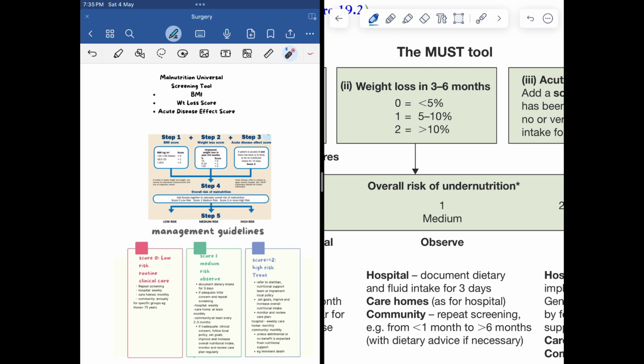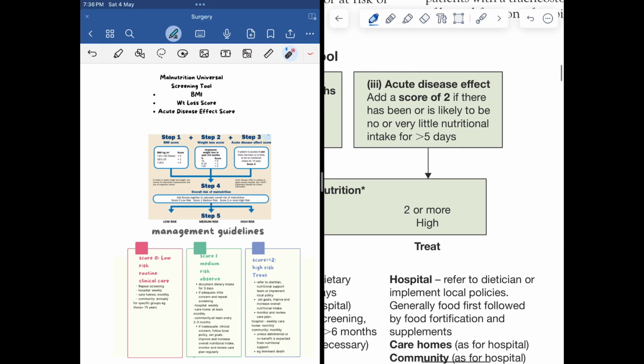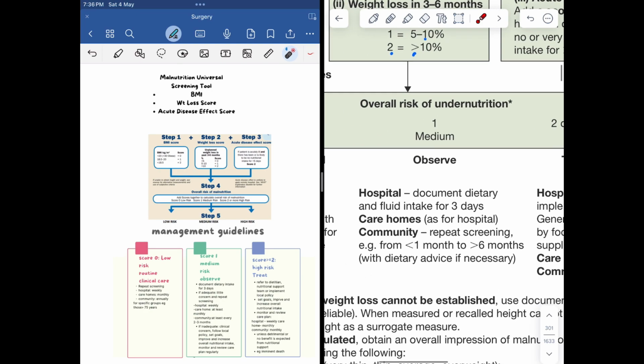Now weight loss in 3 to 6 months, we check for the weight loss in 3 to 6 months, and less than 5% means we give a score of 0, 5 to 10% means we give a score of 1, and greater than 10% means we give a score of 2. Now acute disease effect, so we add a score of 2 if there has been or is likely to be no or very little nutritional intake for more than 5 days. So these are the 3 steps in the MUST tool.